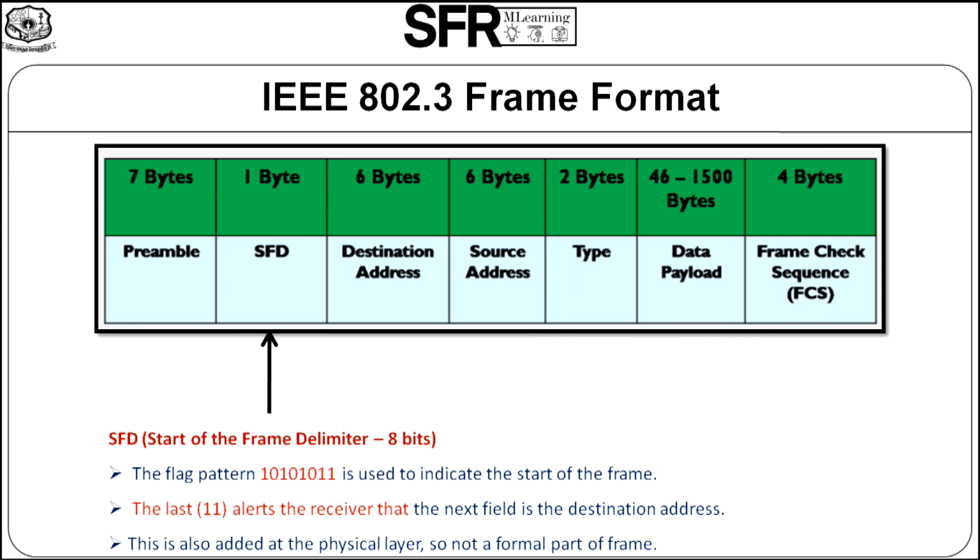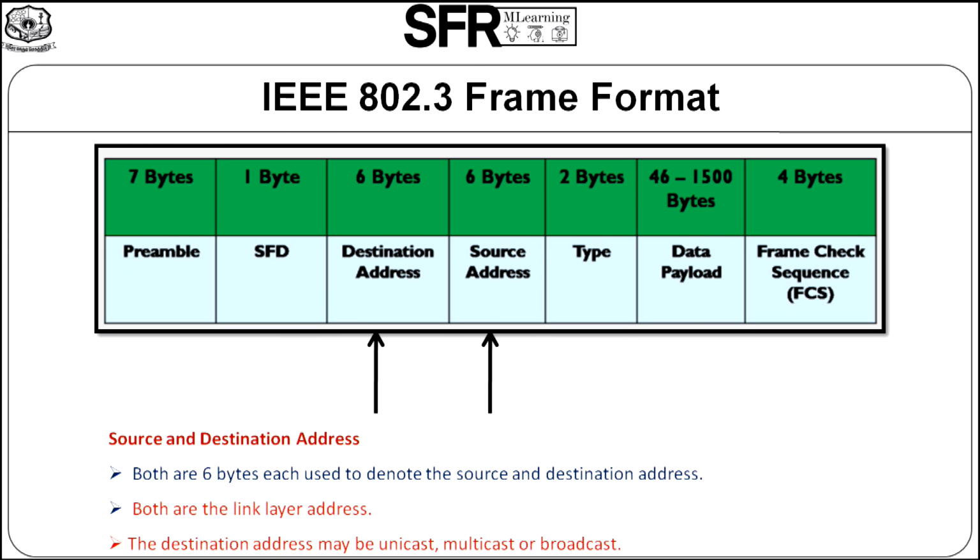And then the second field is SFD. SFD is nothing but start of the frame delimiter, which is 8 bits. Here the flag pattern 10101011 is used. It is used to indicate the start of the frame. Here the last 2 bits, 11, indicate that the field following the SFD field is the destination address. So, for this indication, it is placed as 11. It is also not a formal part of the frame, it is encapsulated at the physical layer.